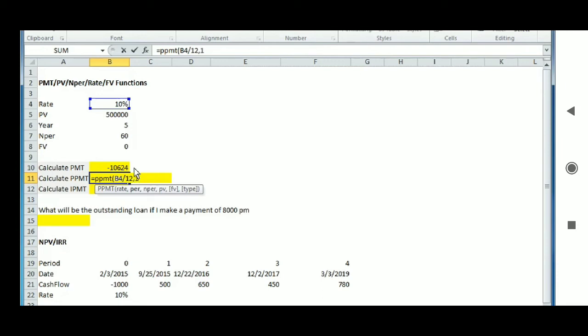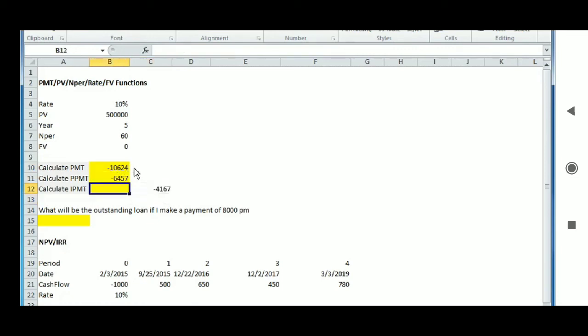So let me put it as 1 for this example. Number of periods, again I give 60, present value is 5 lakh and my future value is 0, and I close the bracket. So you see that out of the total installment of 10,624, 6,457 is my principal amount, and as you can guess, the rest will be your interest.